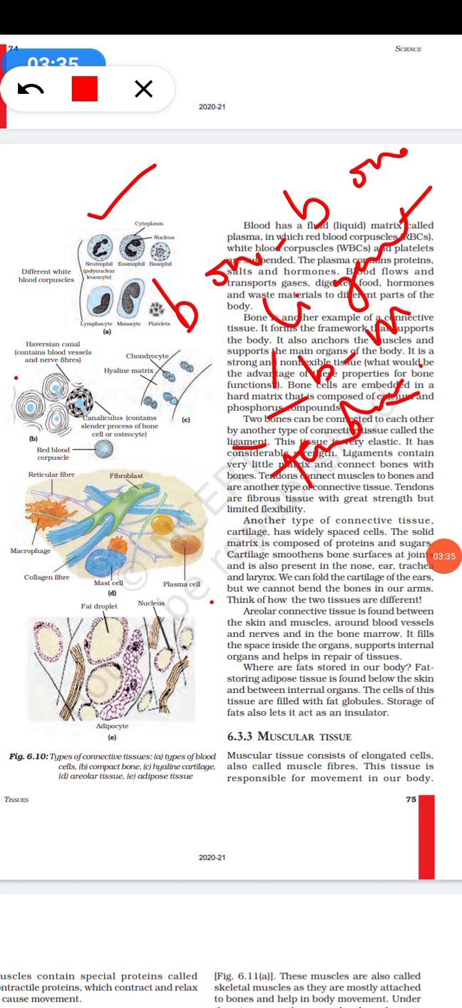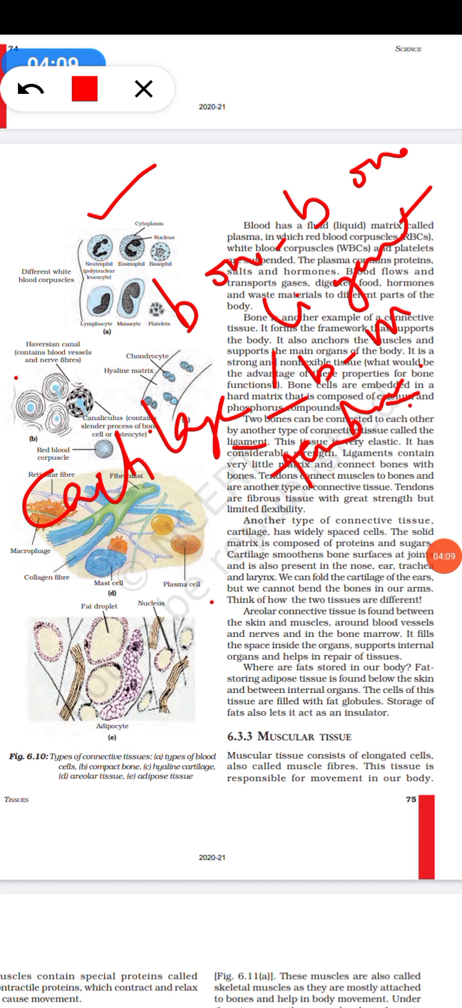Then there is another kind of connective tissue, which is cartilage. In cartilage, what is it? It is a solid matrix composed basically of proteins and sugars. Cartilage smooths the bone surface at the joints, and it is also present in the nose, ears, trachea, larynx and so on. We can fold the cartilage of the ears, but we cannot bend the bones in our arms.